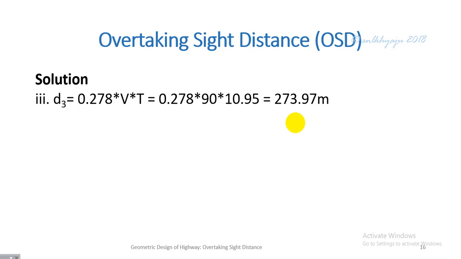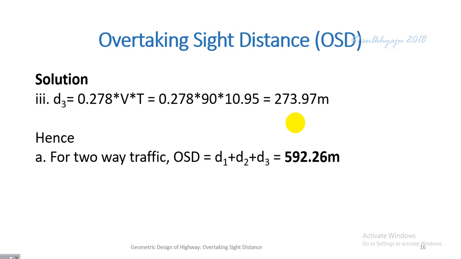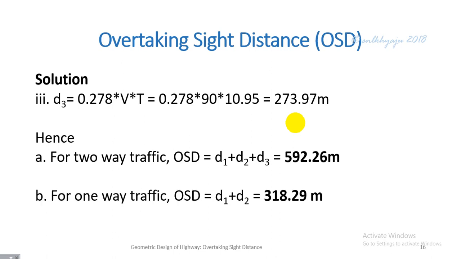Now d3 is the distance traveled by the opposite direction vehicle traveling at design speed during the real overtaking time period and is calculated as 273.97 meter. Hence, for two-way traffic, there is also an opposite direction vehicle. So overtaking sight distance is the summation of d1 plus d2 plus d3 and is calculated as 592.26 meter. For one-way traffic, there is no opposite direction vehicle, so we can eliminate d3. Therefore, overtaking sight distance is the summation of d1 plus d2, that is 380.29 meter.